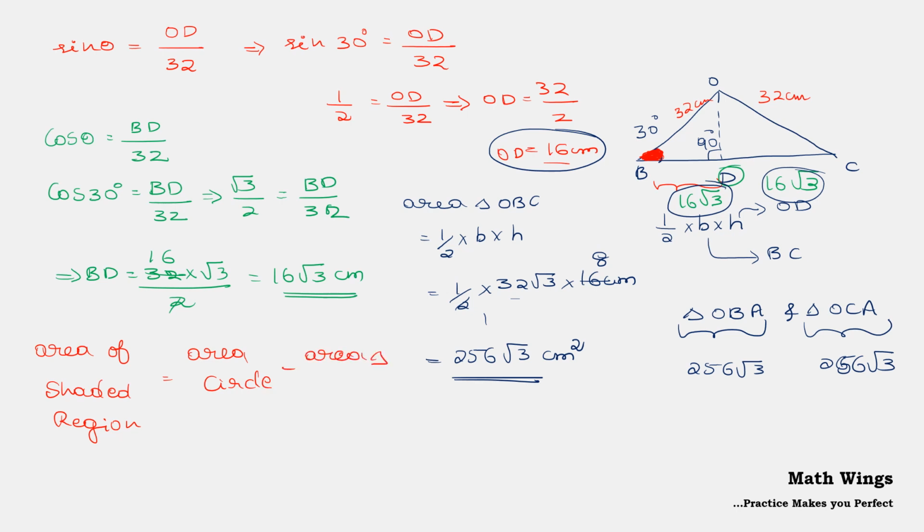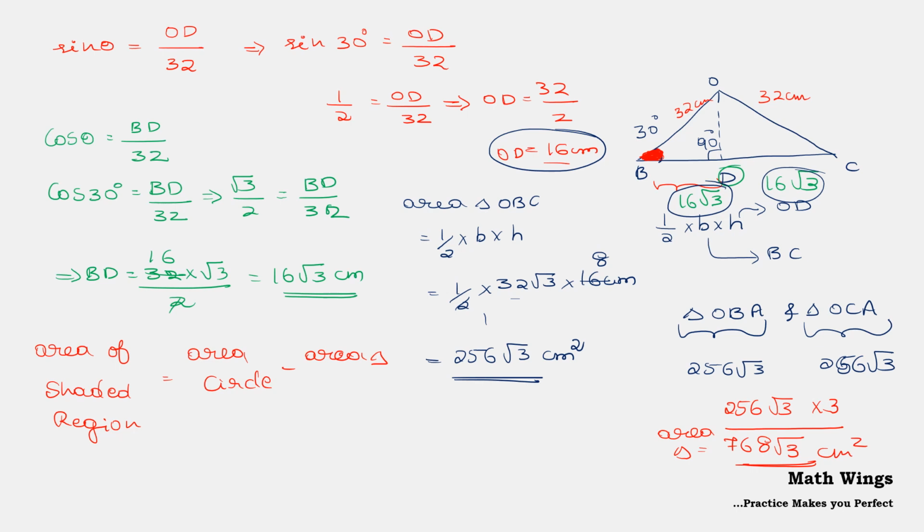What is the area of the triangle? That is 256 root 3 into 3. So this gives us 768 root 3 centimeter square. This is the area of triangle, correct?